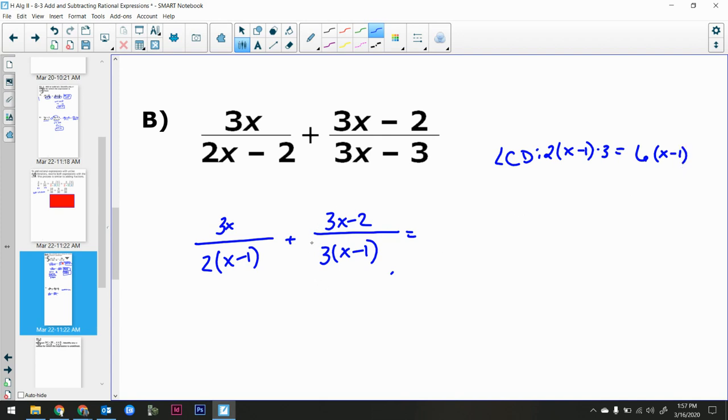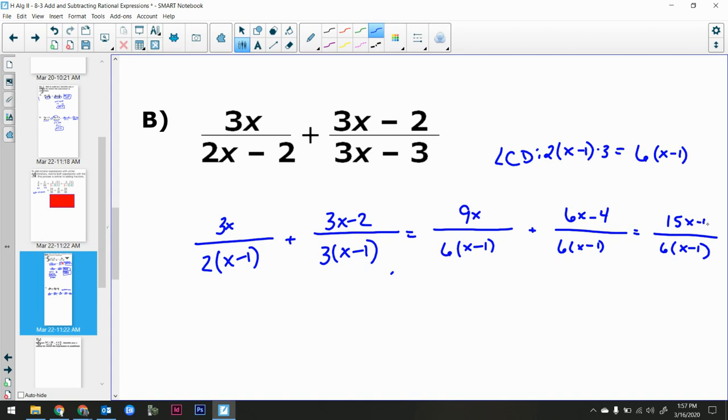Right? Okay, well that means this is going to be something over 6 times x minus 1, plus something over 6 times x minus 1, equals something over 6 times x minus 1. What did this miss? The 3. And so I multiply by 3 on top and bottom, I get a 9x. What did this have? Well, it needs the 2. That gives me a 6x minus 4. Now I combine my terms: 15x minus 4. That I can't reduce, so my final answer is right here. That's a much better box.